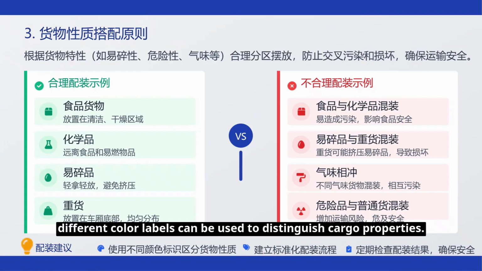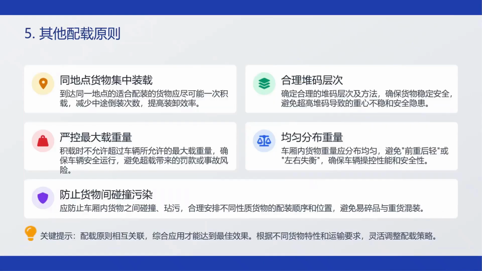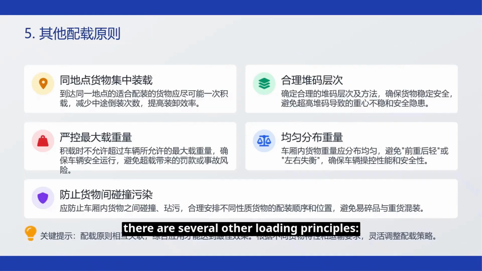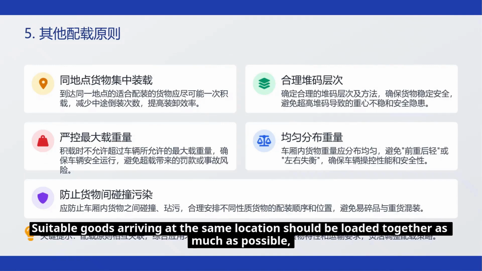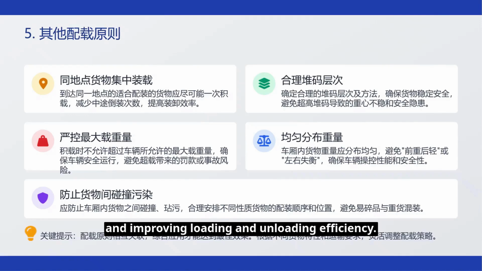Therefore, different color labels can be used to distinguish cargo properties. At the same time, establish a standardized loading process. Regularly check the loading results and ensure safety. In addition to this, there are several other loading principles. Concentrate goods to the same location for loading. Suitable goods arriving at the same location should be loaded together as much as possible, reducing the number of times they need to be reloaded midway, and improving loading and unloading efficiency.